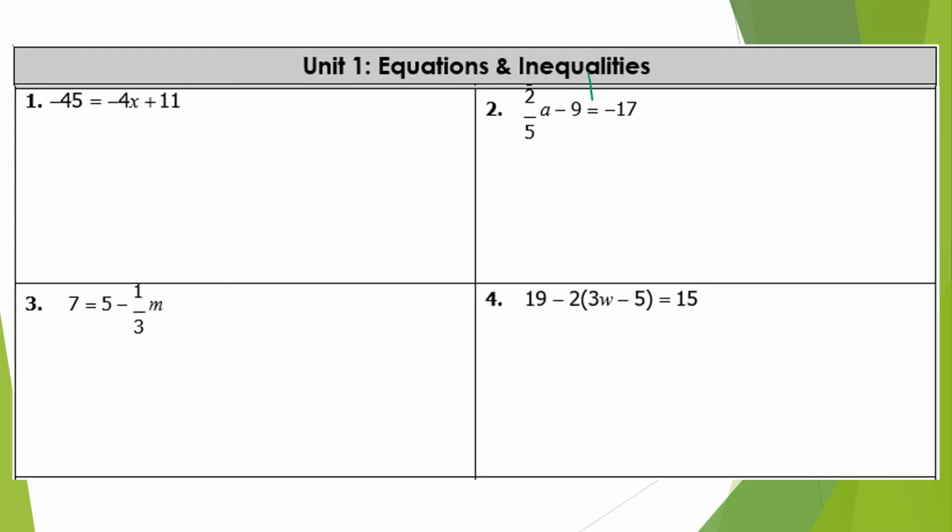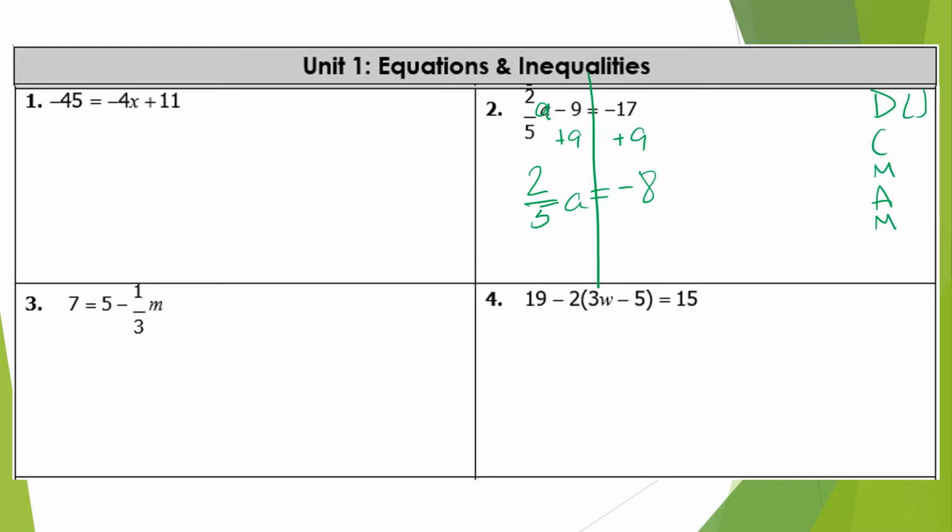Now remember, when solving equations, our goal is to isolate the variable. And if you remember our acronym DCMAM, we want to distribute, we want to combine like terms, we want to move a variable, we want to add or subtract a constant, and then multiply or divide. So in this case, if I'm trying to isolate the A, I'm going to add 9 to the other side first. The 2/5 A falls down, and I've got a -8.